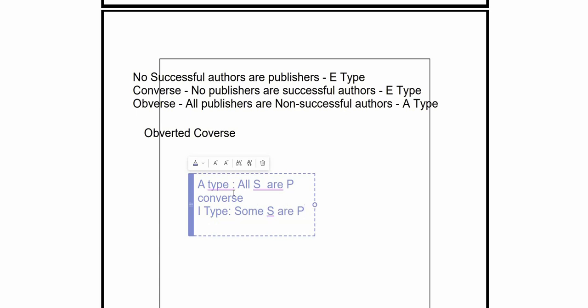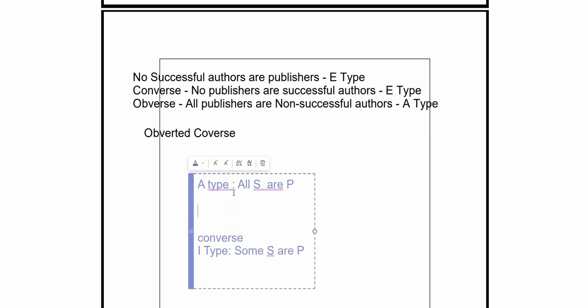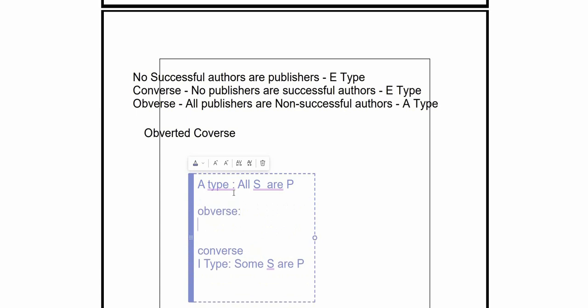Now let's do the obverse of this. Excuse me. Let's do the obverse. Obverse of A type is E type. Okay. E type states no S are P. So we did converse, we did obverse. Okay. Now the third thing is we'll do obverted converse.